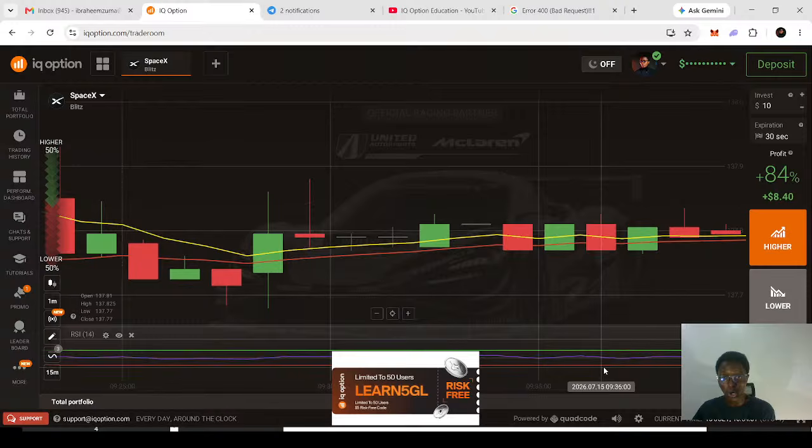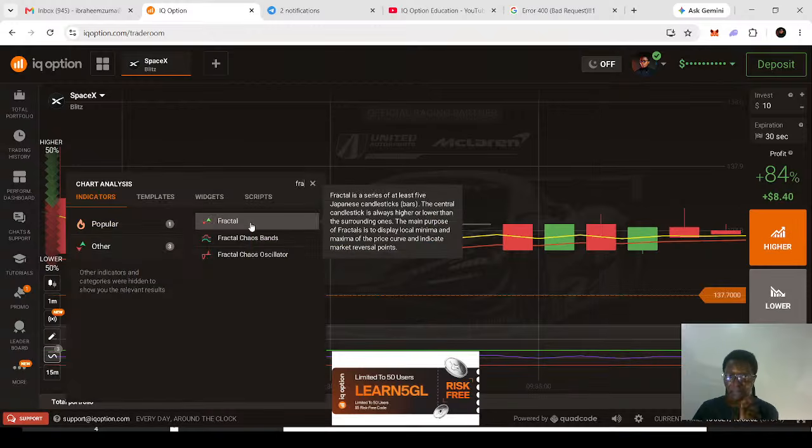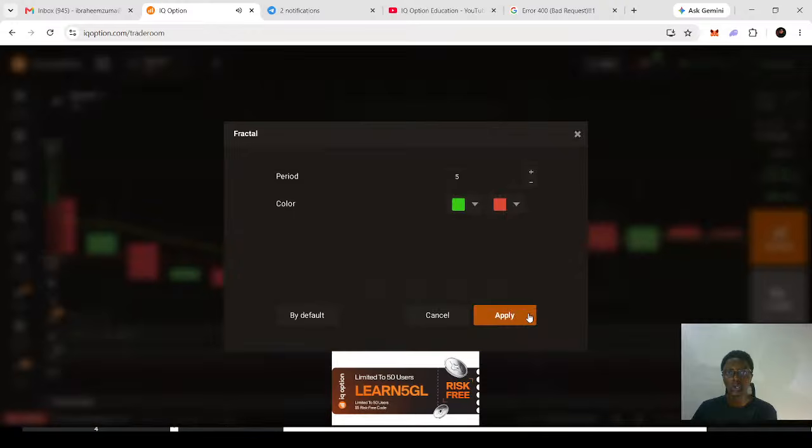Okay, and so our next indicator is the fractal indicator, of course. You come back to the indicator section, and you can see the fractal right here. If you haven't seen it on your device, you can just search fractal and it will appear. Be clear: choose the main fractal, not the fractal chaos bands, not the fractal oscillator. You just click it, and then click apply. You leave the default settings.